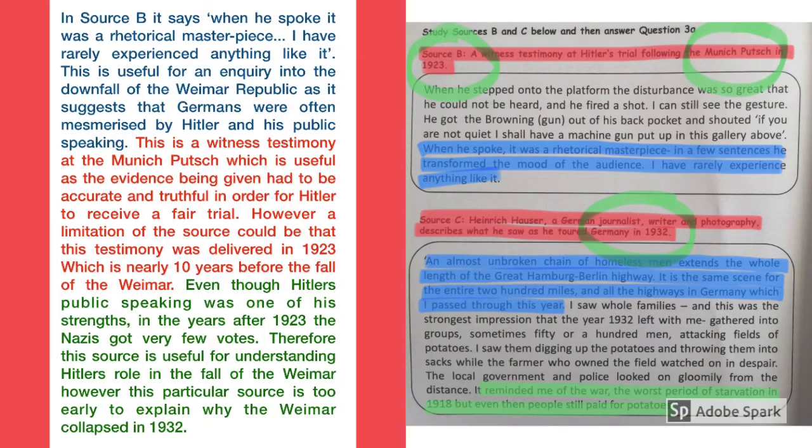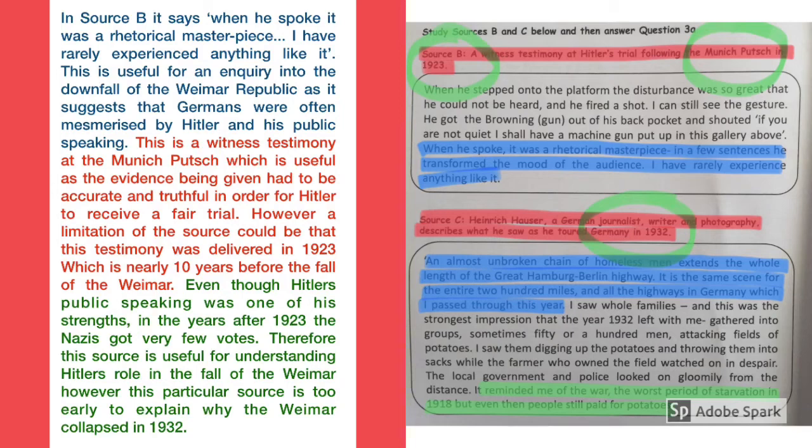In source B, it says, "When he spoke, it was a rhetorical masterpiece. I have rarely experienced anything like it." This is useful for an inquiry into the downfall of the Weimar Republic, as it suggests that Germans were often mesmerised by Hitler and his public speaking. This is a witness testimony at the Munich Putsch, which is useful, as the evidence being given had to be accurate and truthful in order for Hitler to receive a fair trial.